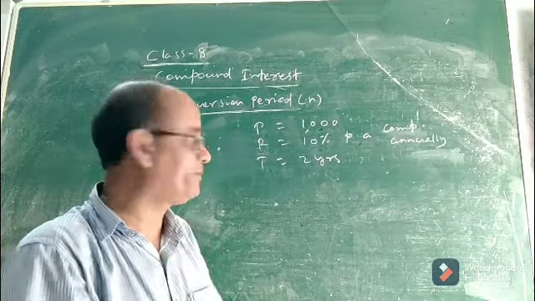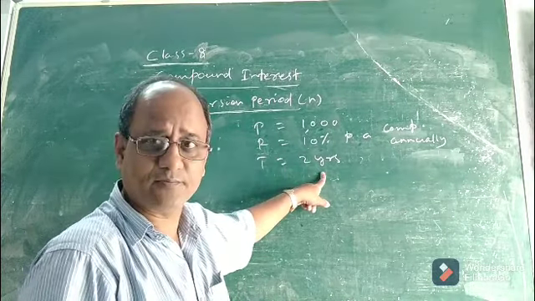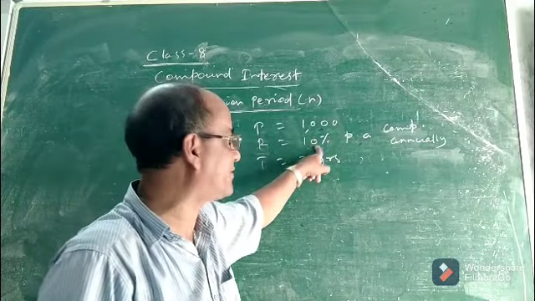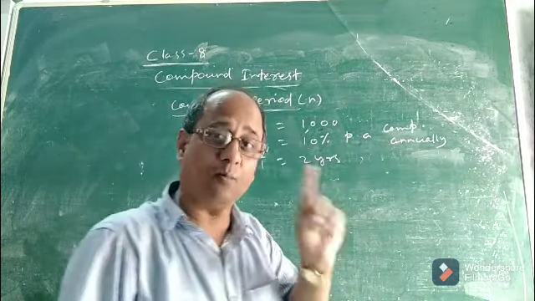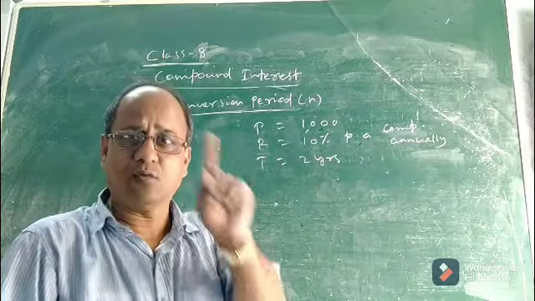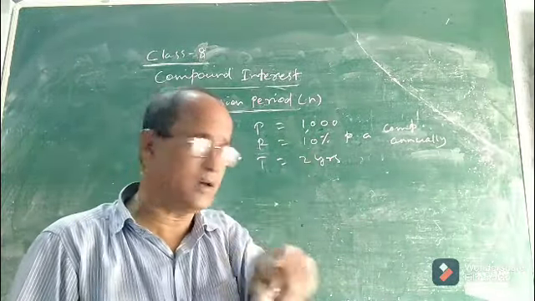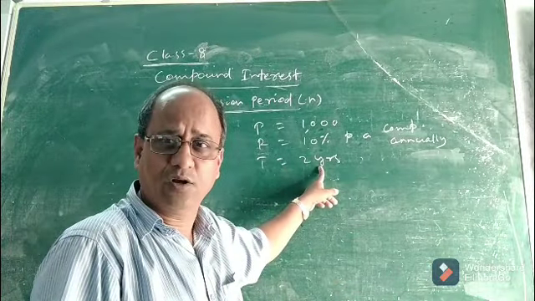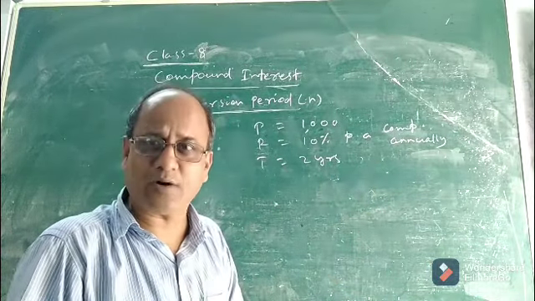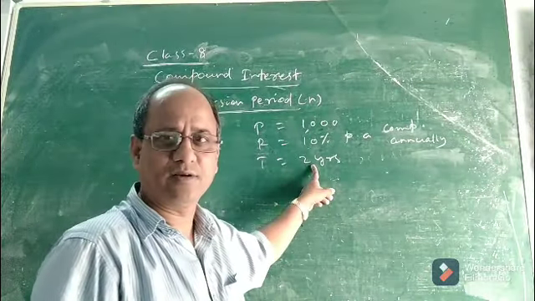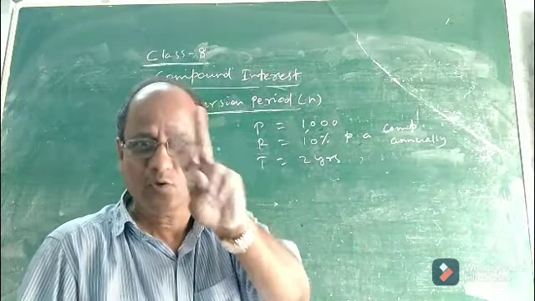Try to understand, it is very important. Time is 2 years. Interest will be charged at what percent? 10% per annum compounded annually. Compounded annually means, as I just said, once in a year. If the interest is compounded annually, once in a year, and the time period is 2 years, then how many times will the interest be compounded in 2 years? Clearly 2 times.